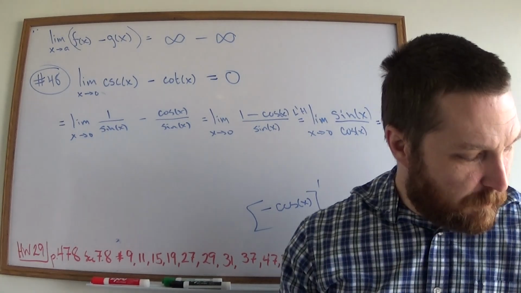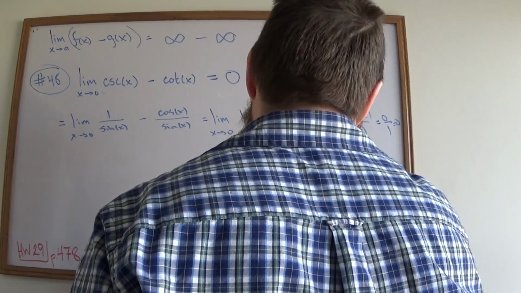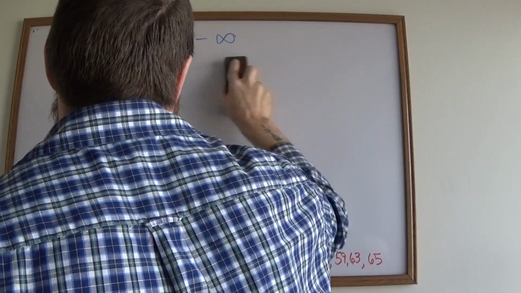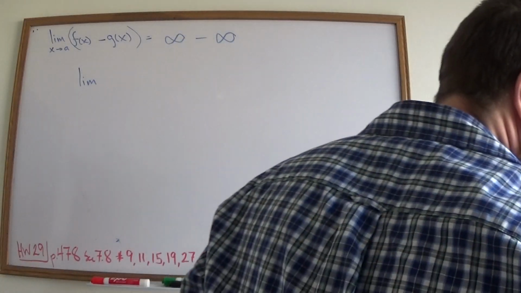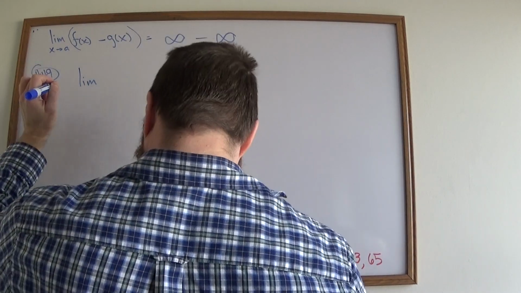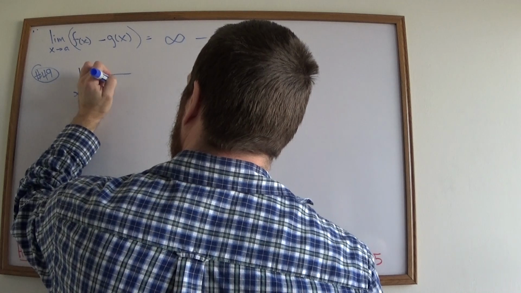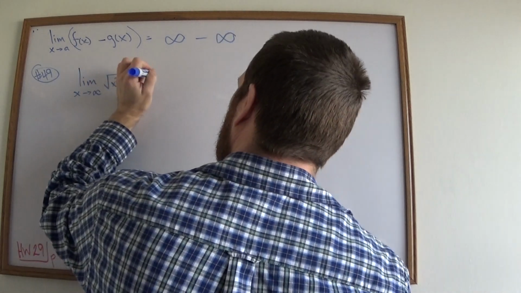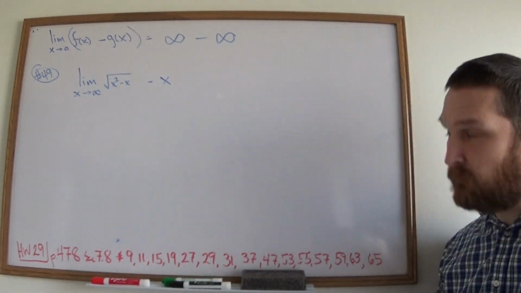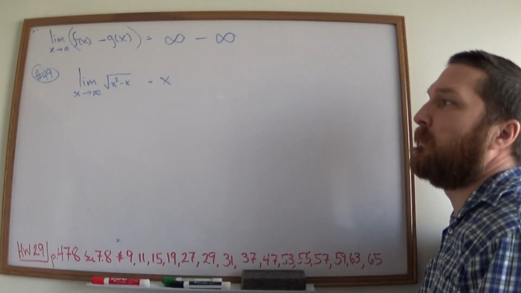Your book gives you no hint on what to do with this. And it's so annoying. And you'll see, this is an odd number that I did not assign. Because, oh man, this is number 49. And it's the limit as x goes to infinity of root x squared minus x minus x. What does this go to? Infinity minus infinity.